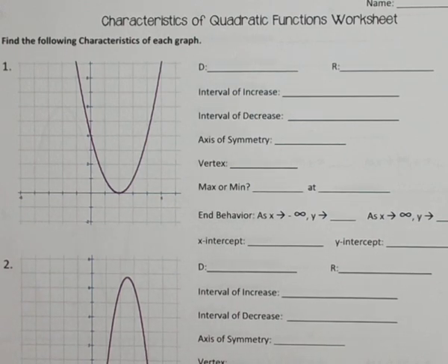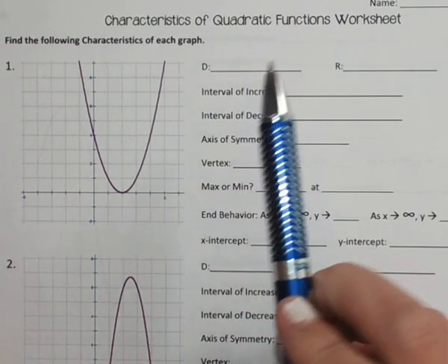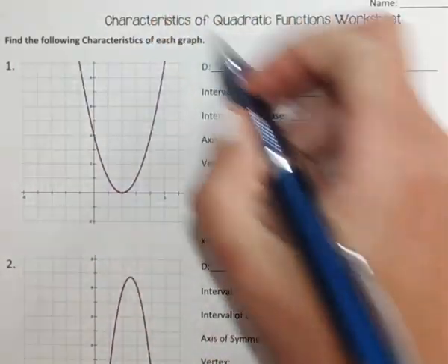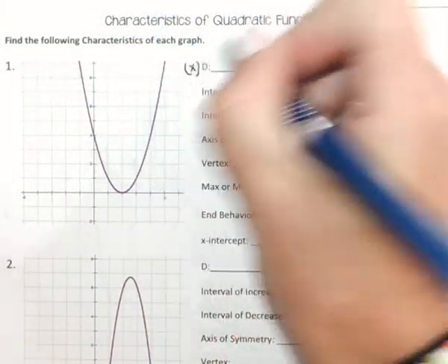Alright, today we are looking at the characteristics of quadratic functions, also called the parts of a graph. So we have a lot of different parts of the quadratic functions, and it's important to know how to label these. So the first one that we're looking at is the domain. And with quadratics, looking at the domain, you're always going to want to look at the x-axis.